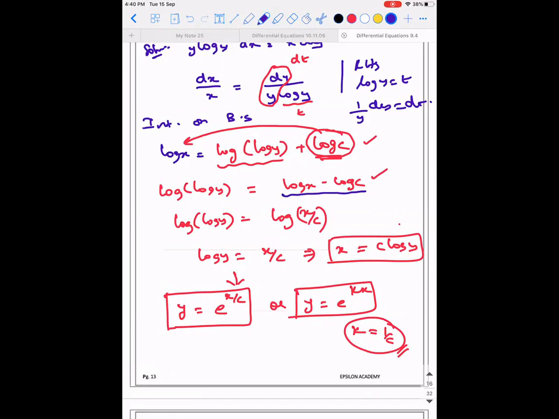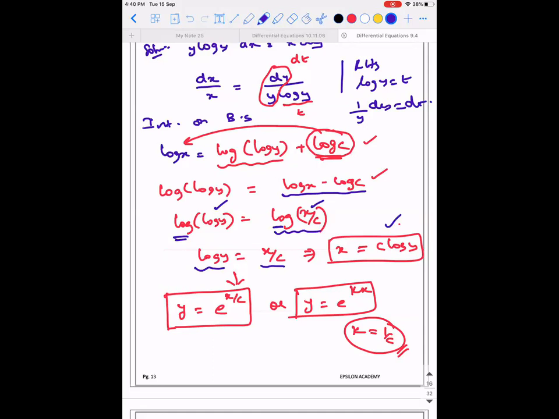What I did is I took it as log x by c. Then I see log of something is equal to log of something, so I took the values inside the log to be equal. Log y is equal to x by c. Then I wrote x is equal to c into log y. If you leave it like this, it is also right. If you get this in an MCQ and see this as one of the options, you can mark it.